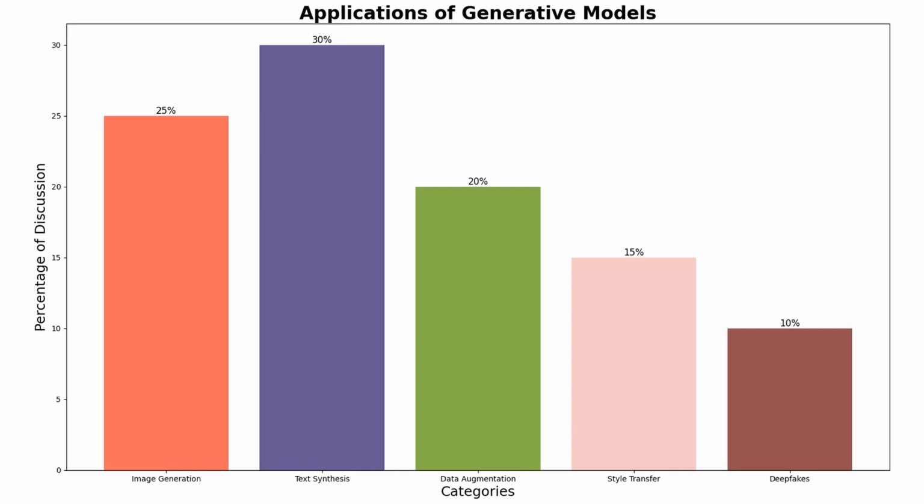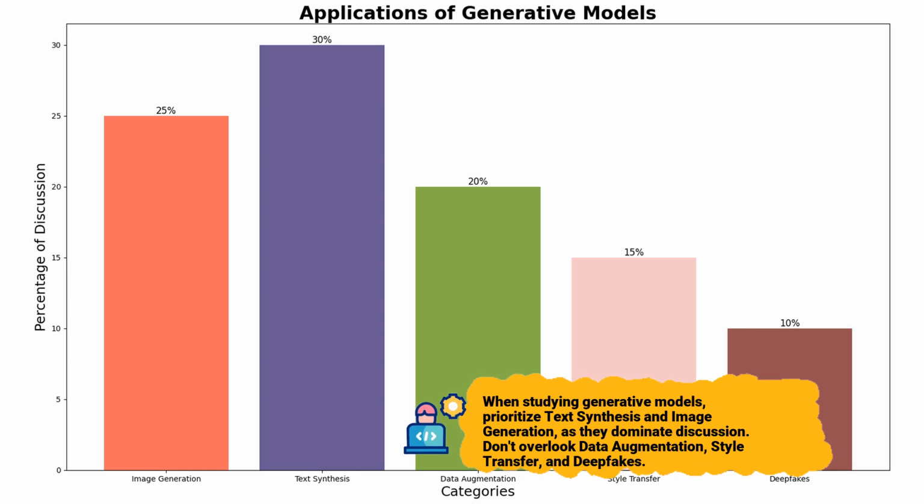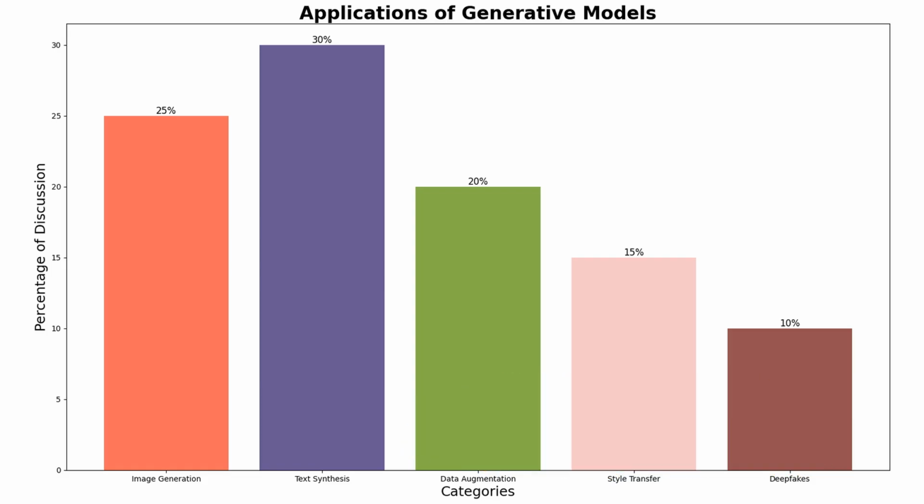Image generation sits at 25%. Text synthesis leads with 30%. Data augmentation at 20%. Style transfer at 15%. And deepfakes trails at 10%. If we look closely at these figures, a clear hierarchy emerges. The largest slice of discussion, 30%, goes to text synthesis, followed by image generation at 25%. Then we have data augmentation at 20%, with style transfer at 15%, and finally, deepfakes down at 10%.